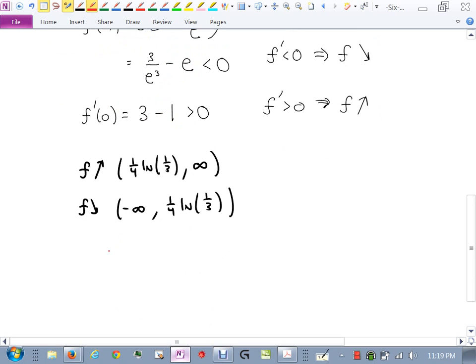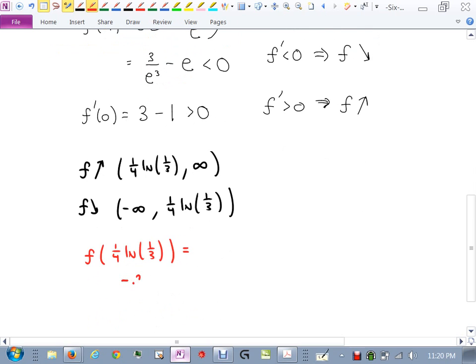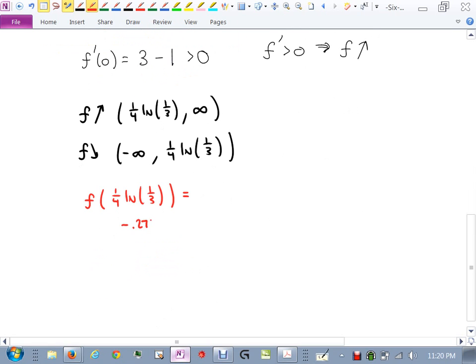So you can say that f of 1/4 natural log 1/3 is where you have the local min. And if you plug that into the function, I would just plug in that decimal that we had, the negative 0.275. Just plug that in. You'll get approximately 1.755. That'll be our local min.